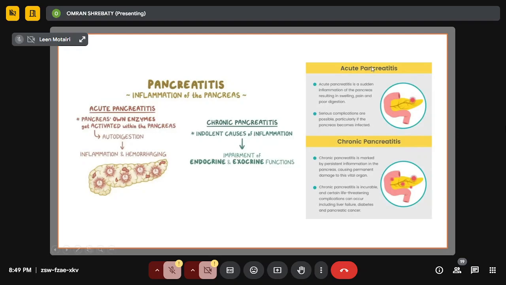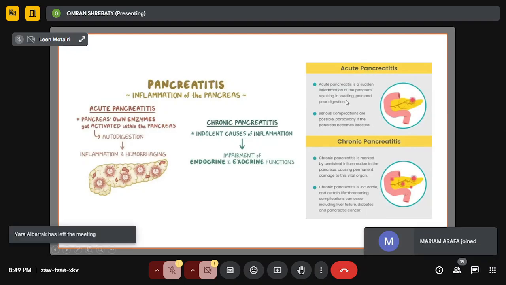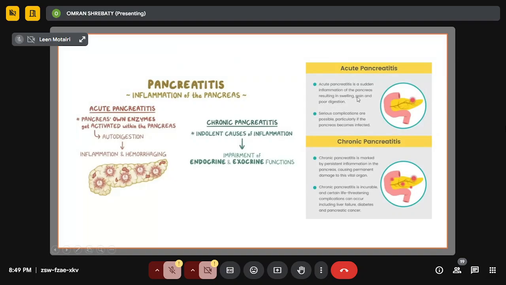Okay, again for the acute, as we said, acute pancreatitis is a sudden inflammation of the pancreas, which results in swelling and pain, as well as poor digestion. And always we have swelling, pain, poor digestion, and regarding the pain, it's going to be what? Radiating to the back.